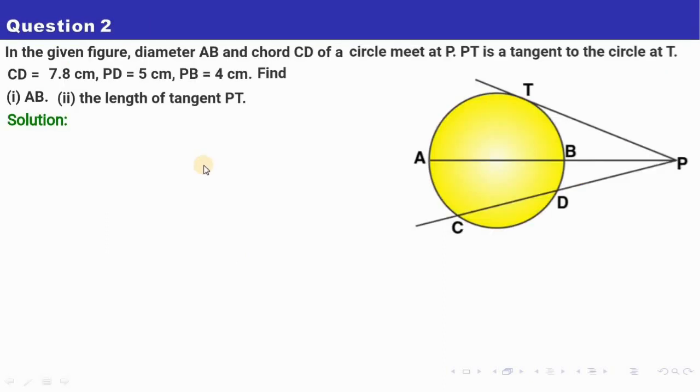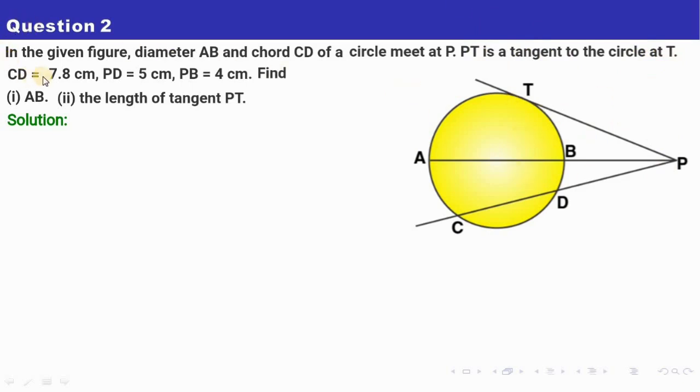Okay, let's have a look at question number 2. Here we have been given the figure, and in the given figure it is given that AB is the diameter, and chord CD meets AB at point P, and PT is a tangent at T. Everything can be seen from the diagram.